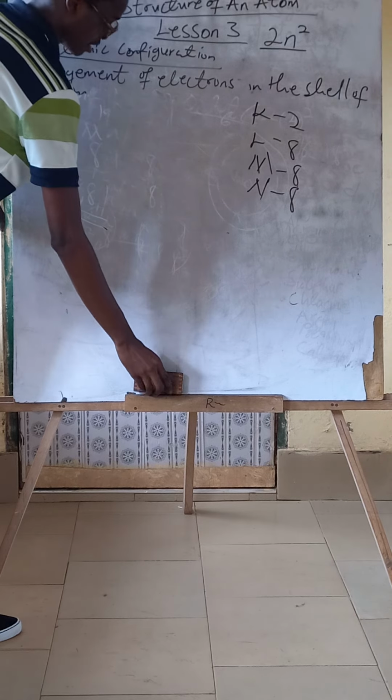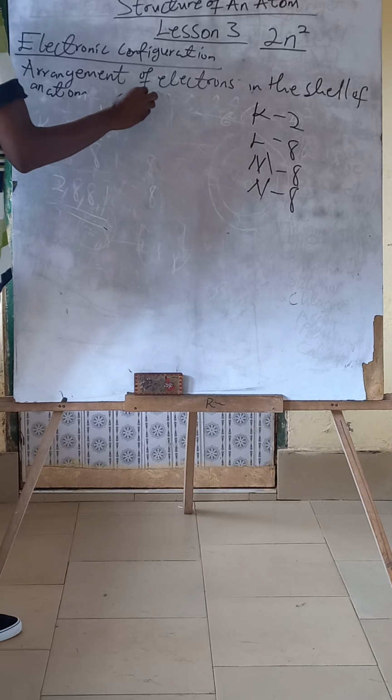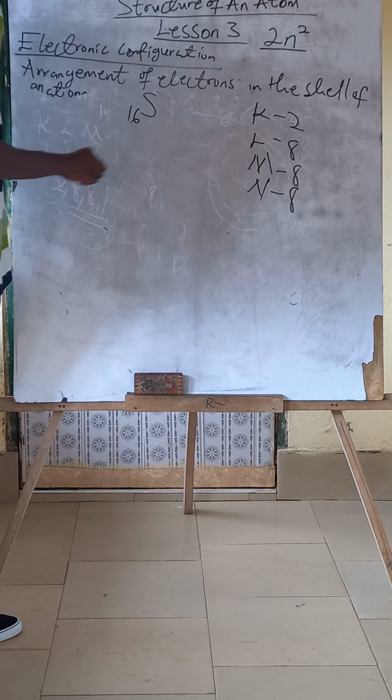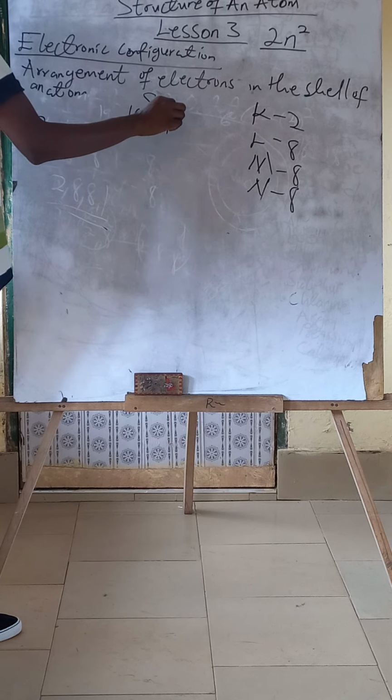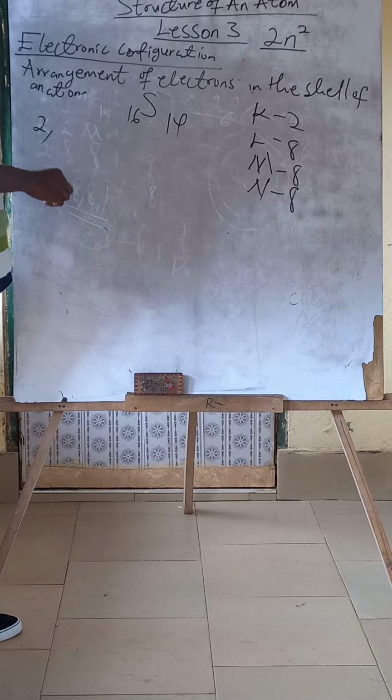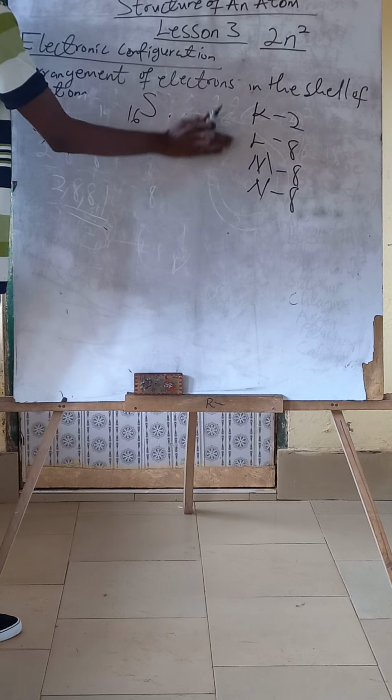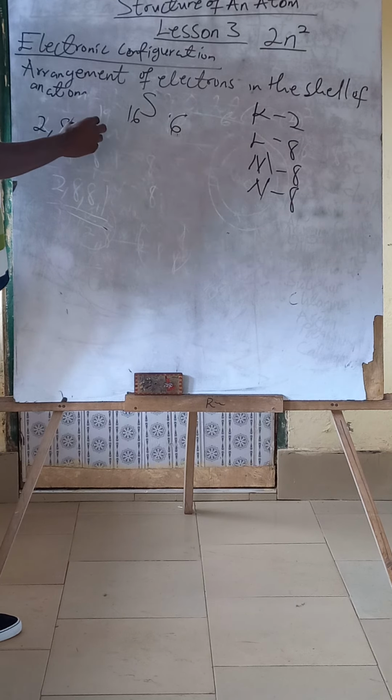Let's consider the sulfur atom with atomic number 16. K shell will take 2, remaining 14. So 14 electrons are left. The L shell takes a maximum of 8. So 10 have been consumed, remaining 6 electrons. The M shell takes a maximum of 8, but we now have 6 electrons left. So insert the 6 electrons into the M shell. This is how to write electronic configuration.